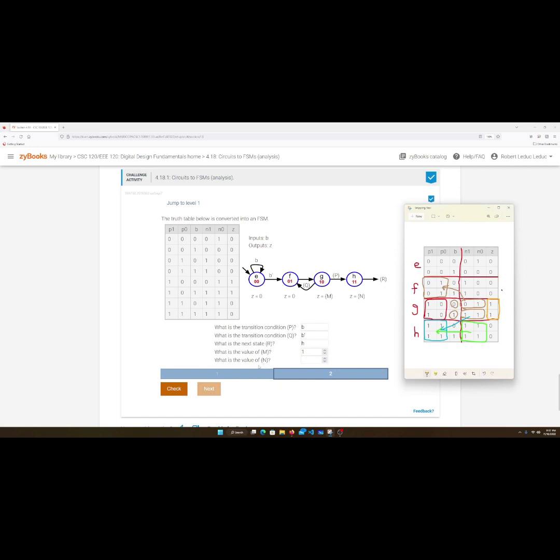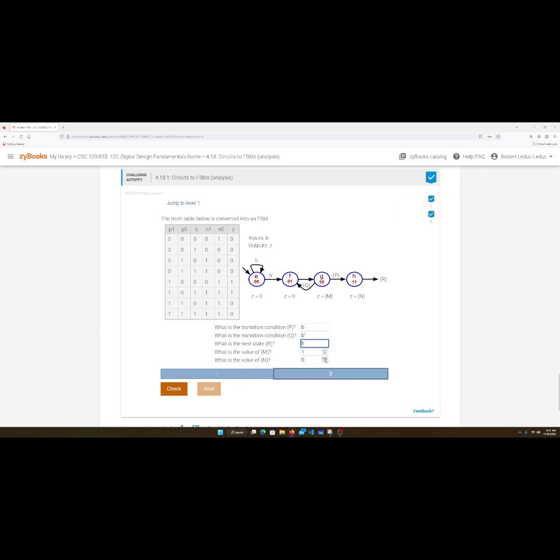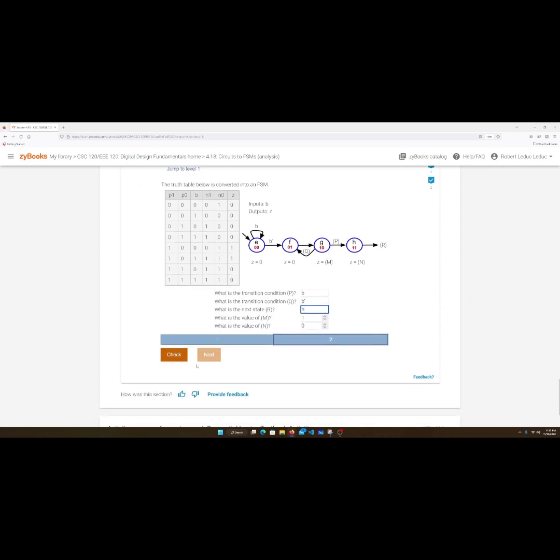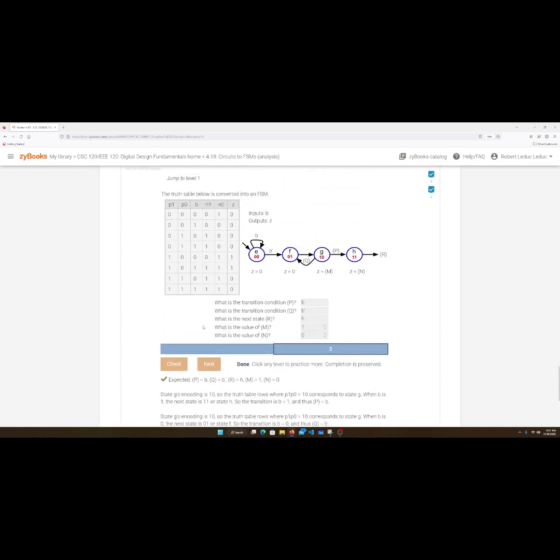And for the last one, it asks us for the value of N, which corresponds to state H, which would be these values right here. And in both cases, regardless of whether the input is 0 or 1, the value of output Z is going to be 0. And that's our answer for that one. And now we should be able to go ahead and check our answers. And all right, looks like we got everything right there.